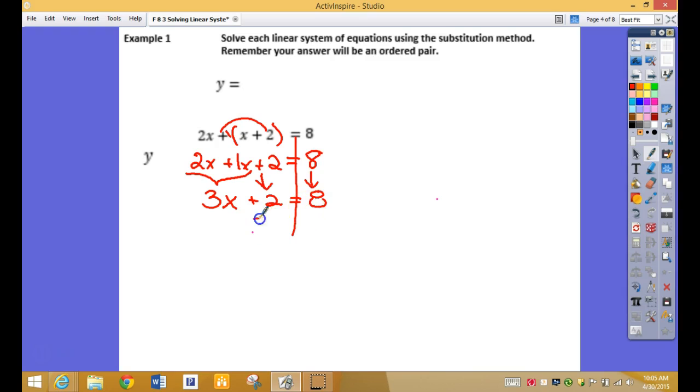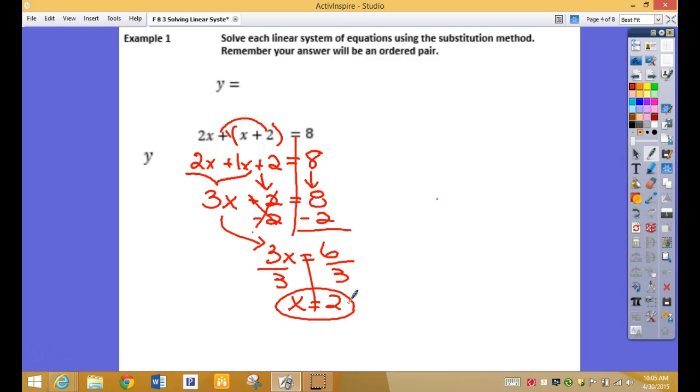Subtract 2, Red Rover. Subtract 2. Those cancel out. So now I still have 3x equals, what's 8 minus 2? 6. And my final step, multiply or divide. Divide both sides by 3. What does x equal? 2.